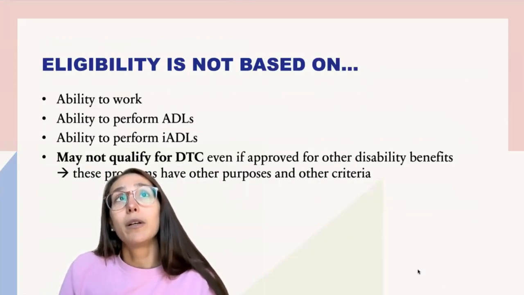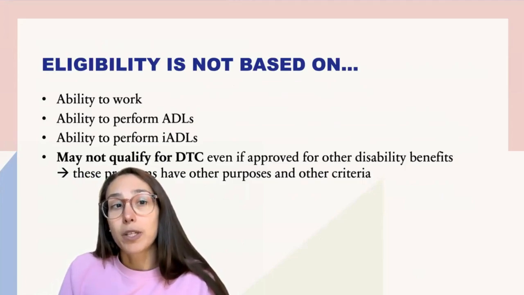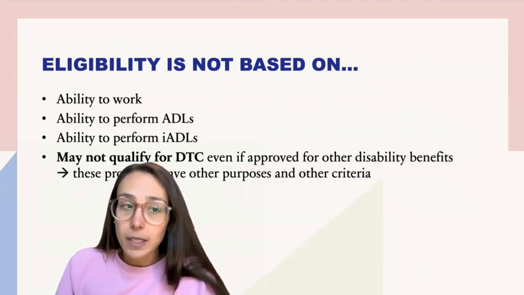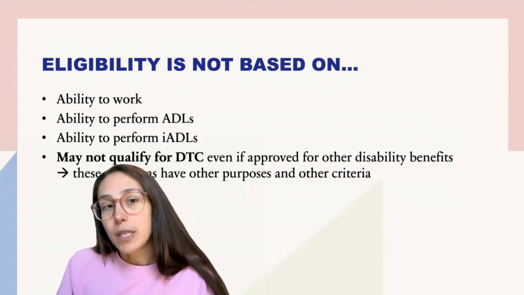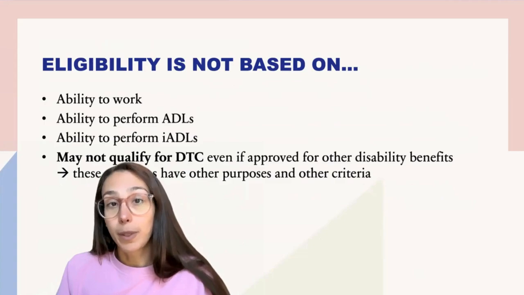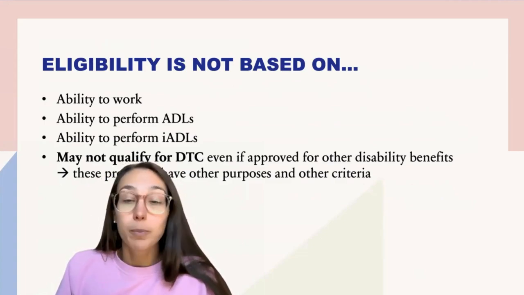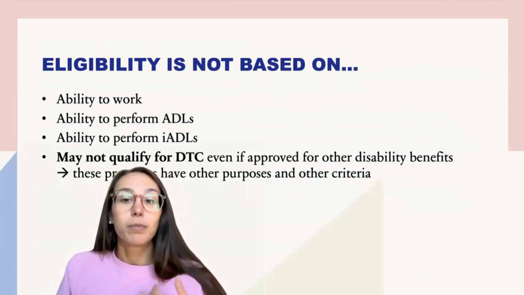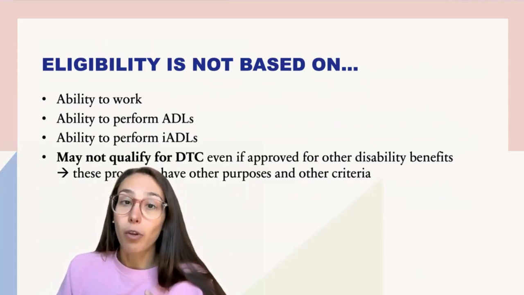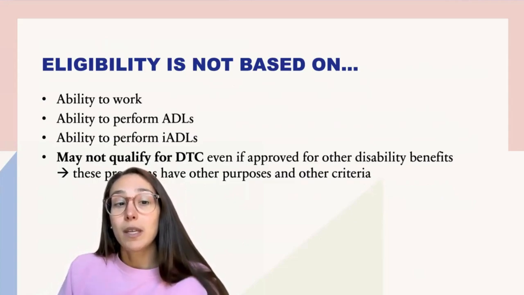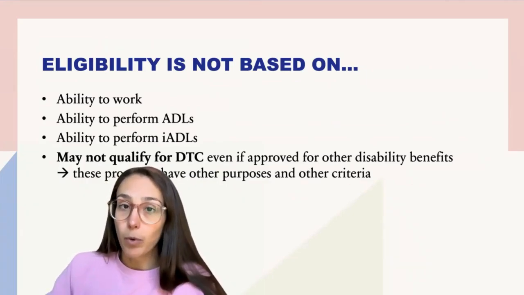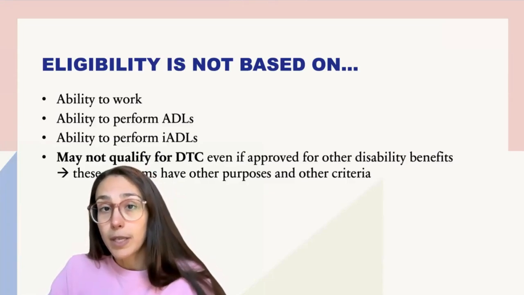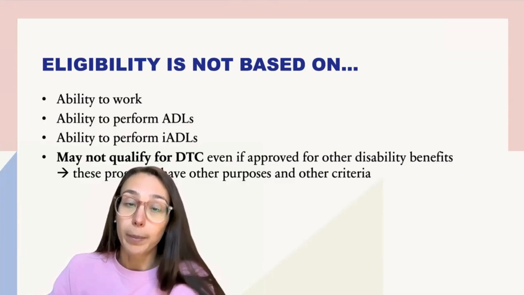So really clear, for us and for the patients, that eligibility is not based on their ability to work, their ability to complete daily tasks, and they may not qualify for the DTC even if they've been approved for other disability benefits like the Ontario Disability Support Program, etc. Really important to educate that these programs have completely different criteria and they're used for other purposes. So the CRA DTC has separate criteria from these other programs because sometimes people will assume that they'll be eligible for the CRA DTC if they've been approved for other programs.